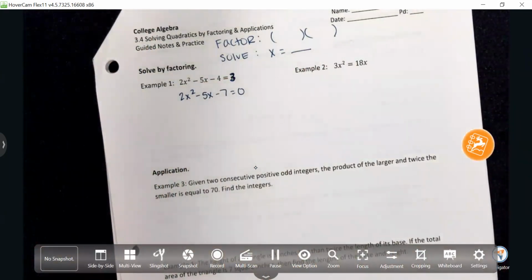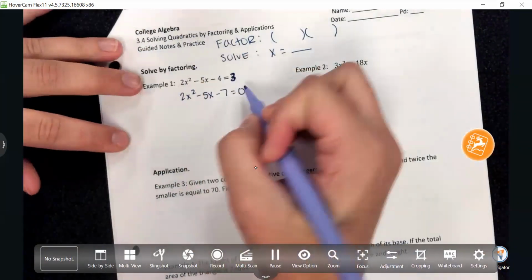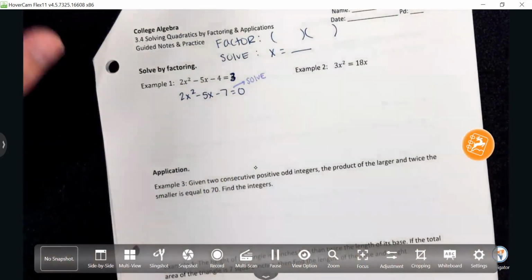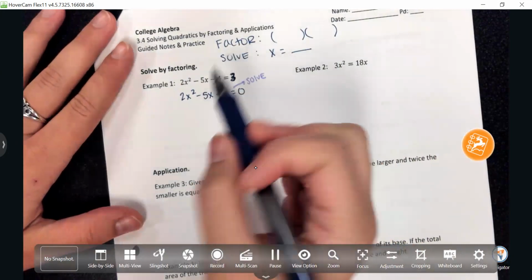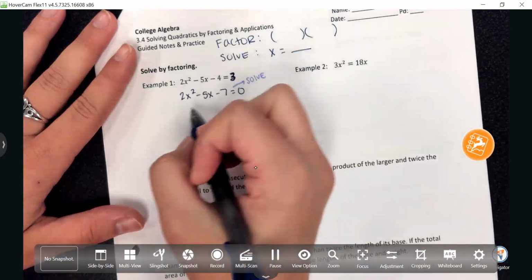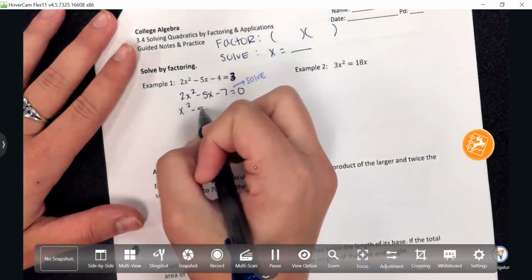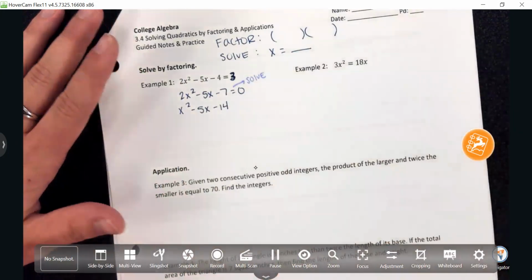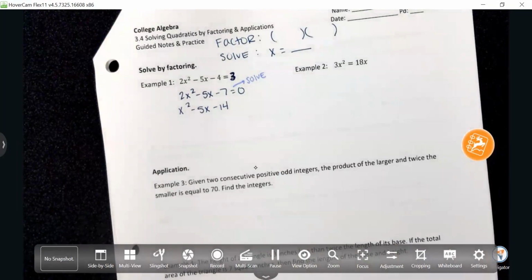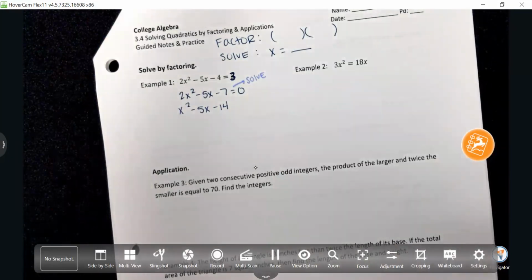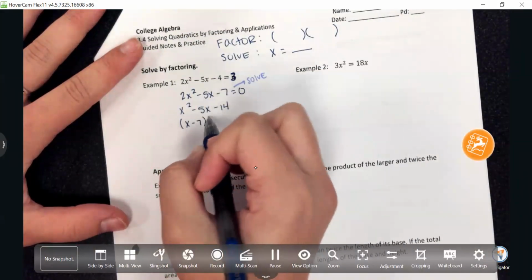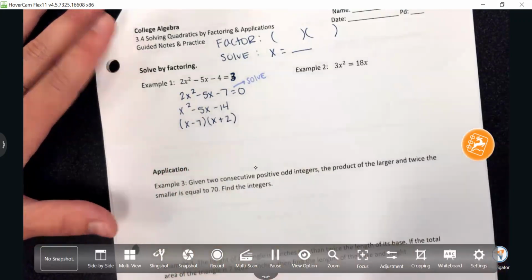Because this has an equal sign, this equal sign right here tells me I'm going to solve the problem. I can't make an eye chart because x squared has a number in front. So to get rid of that number, I'm going to multiply. So x squared minus 5x minus 14. And I need factors that multiply to 14. What multiplies to 14 and subtracts to 5? X minus 7, x plus 2.